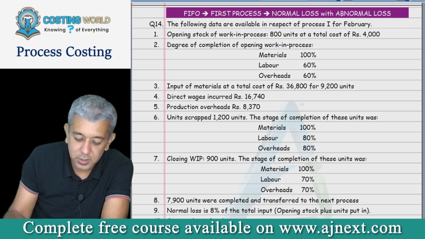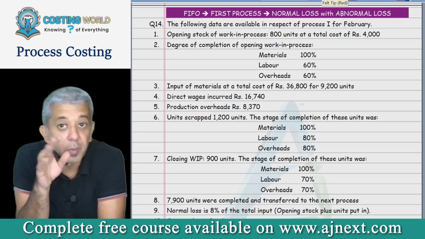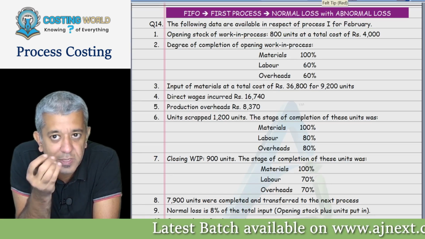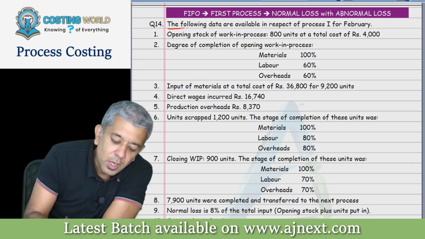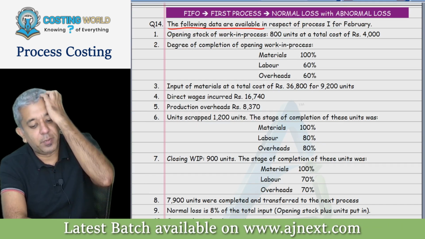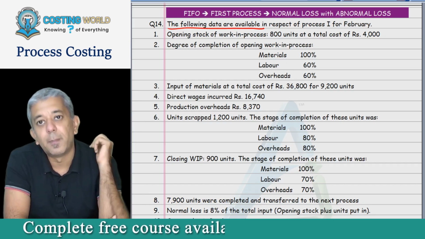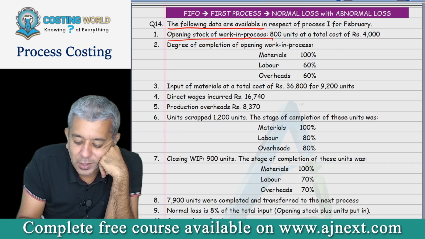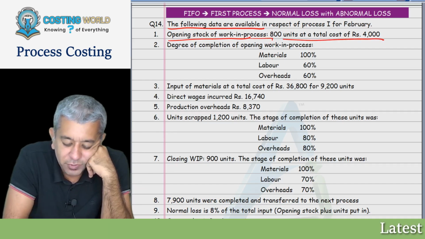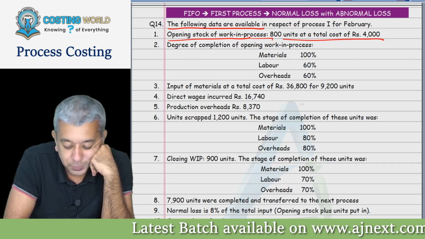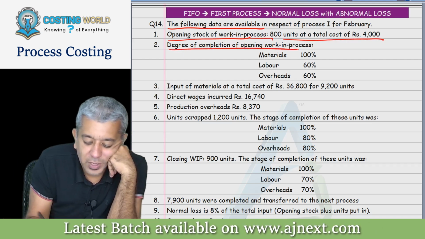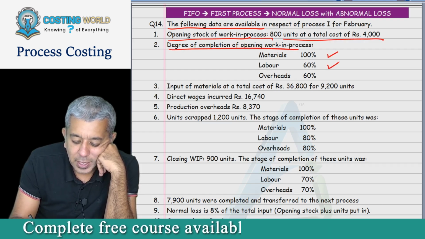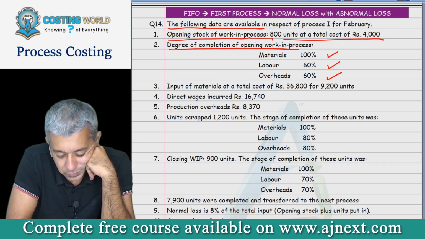So our next question, this is question number 14. Now remain with me, please. Don't try to hurry it up because it's going to be the first question wherever all those things will be coming. Read. The following data are available in respect of process 1 for the month of Feb. Opening stock of WIP 800 units at a total cost of 4,000. Degree of completion of opening WIP: materials 100%, labor 60, overhead 60.